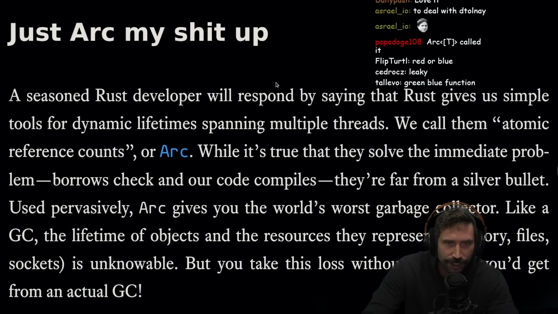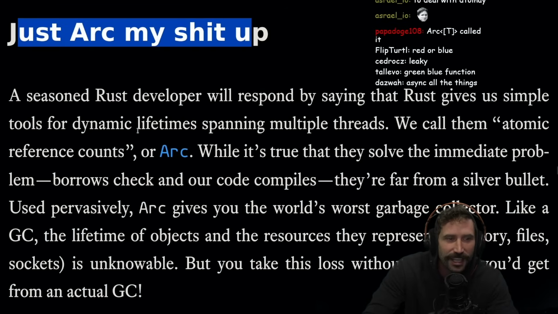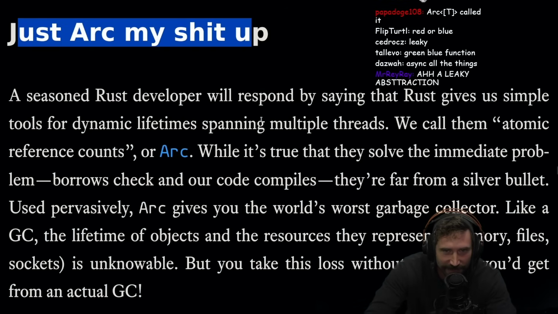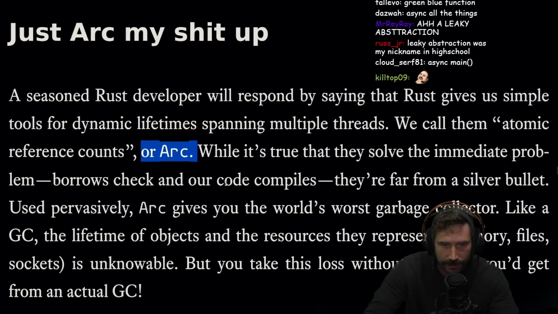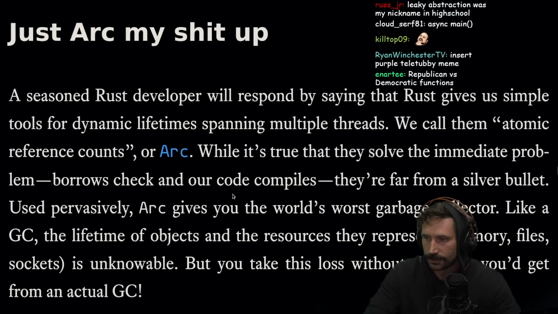Just Arc my shit up. Toss a little Mutex on there. A seasoned Rust developer will respond by saying that Rust gives us a simple tool for dynamic lifetimes spanning multiple threads. We call them atomic reference counts, or Arc for short. Ha ha ha ha! Did I do a good Rust meme?